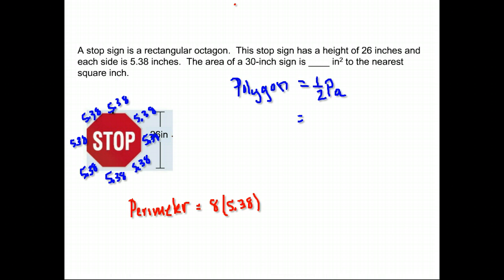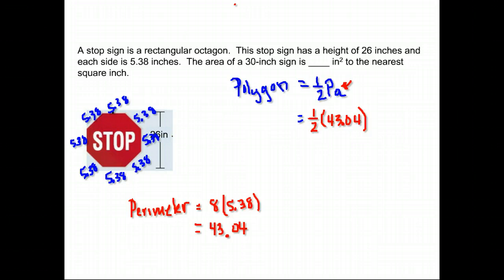Okay, so we have 8 sides. They're all 5.38 inches. You can add them up separately, or you can just multiply by 8. And when you do, you get 43.04. Okay? So far in my formula, I have the 1/2, I have the perimeter, which is 43.04. I need this A. The A is something called the apothem, which is a crazy word.